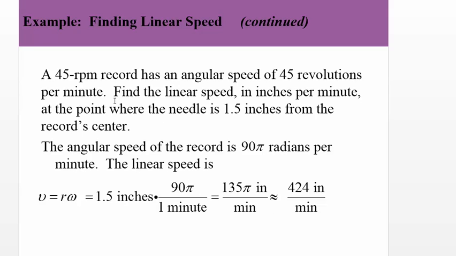The 45 RPM record has an angular speed of 45 revolutions per minute. So if we take r times that angular speed, 1.5 inches is the radius times this, we'll get about 135 pi inches per minute. And that's what they wanted the answer in on this one as well. So approximately 424 inches per minute.